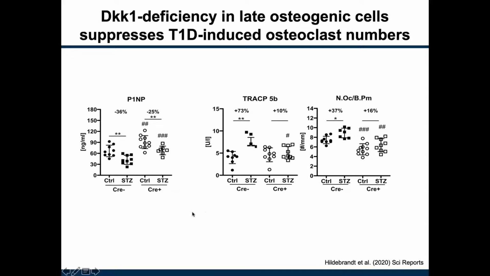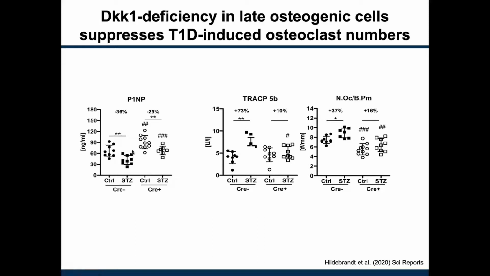And you might think that if you knock out DKK1, the main effect would be by increasing bone formation, but this was actually not the case. If we look here at P1NP as one of the markers that we looked at, and of course we also looked at histology, it showed the same results. We see quite a profound suppression of bone formation in both models, regardless of whether DKK1 is present or not.